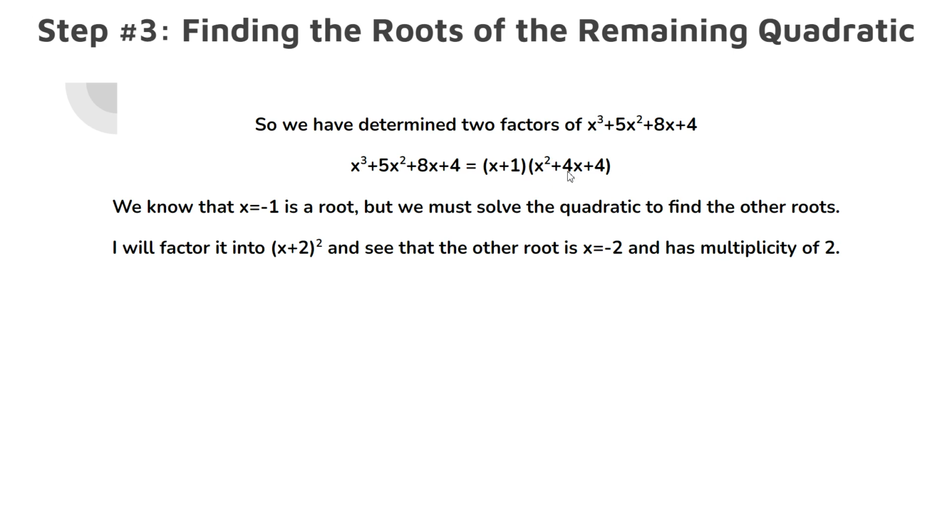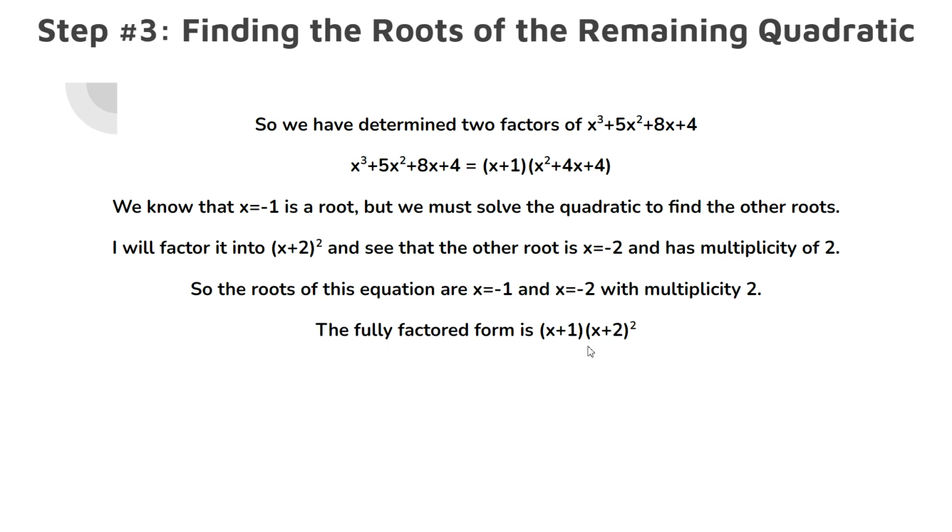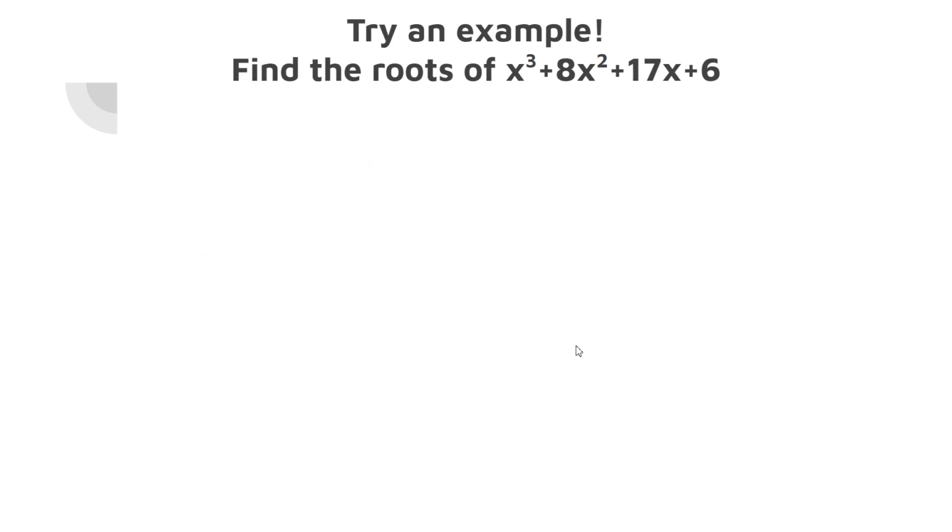You can solve this quadratic any way you want. It's up to you. I choose to factor it. I'm going to factor this into x plus 2 squared and see that the other root is x equals -2 with a multiplicity of 2. So the roots of this equation are x equals -1 and x equals -2 with multiplicity 2. Its fully factored form is x plus 1 times x plus 2 squared. And that's how to find the roots of a cubic.